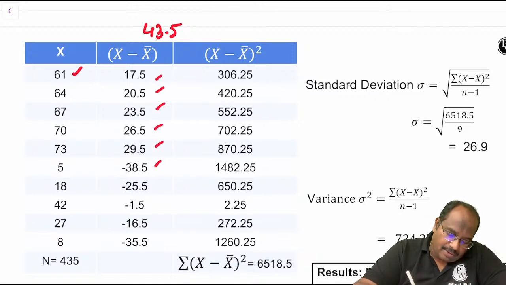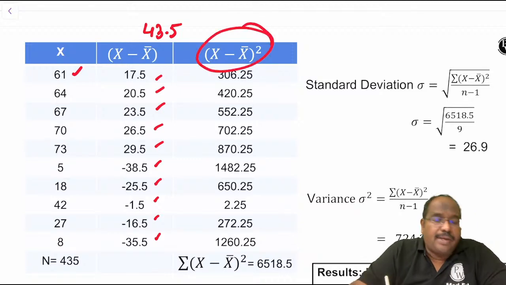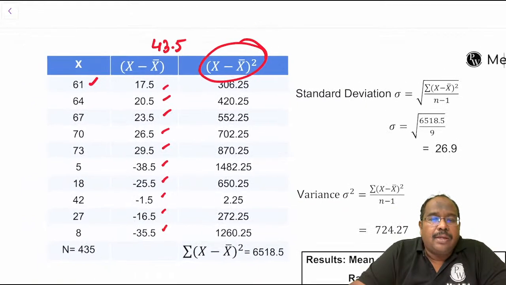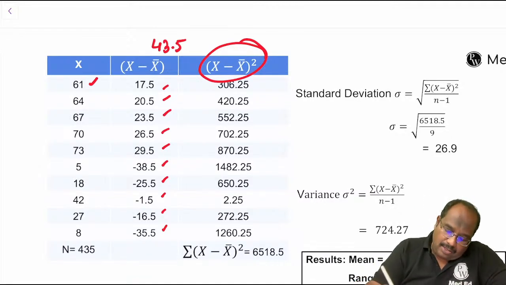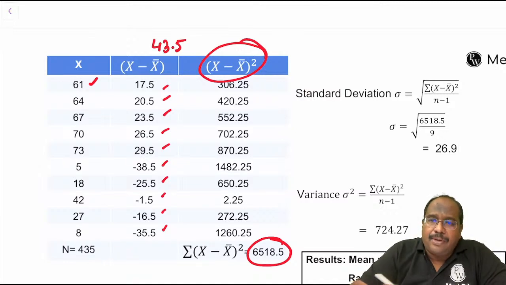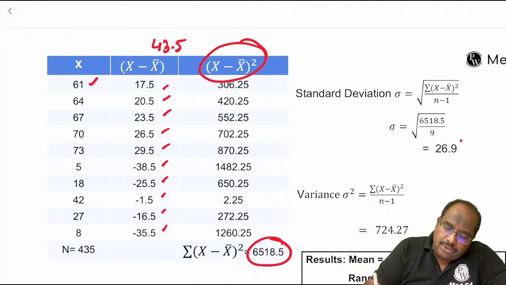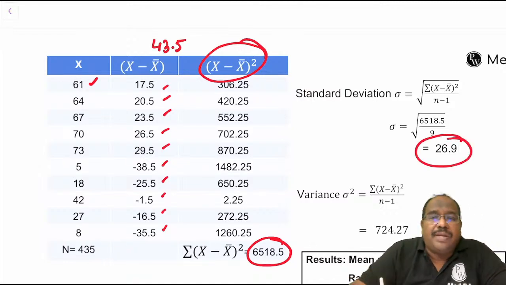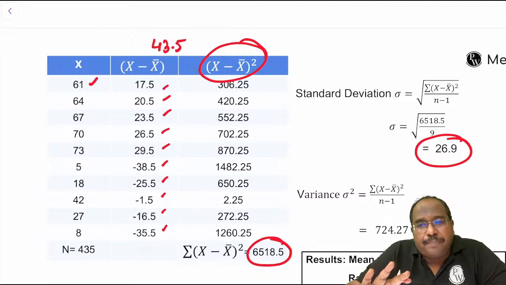This you have to do manually, guys. Then square it, and add all the values. The sum is 6518, divided by n minus 1, which is 9. So what you are getting is 26.9. Am I clear? So this is the standard deviation.